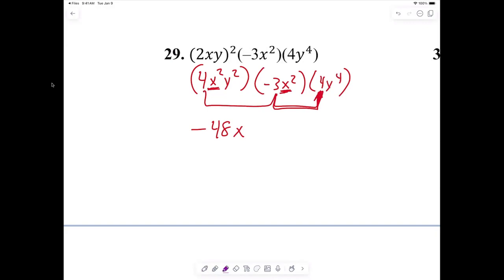Multiply numbers. You're still thinking about this. Multiply 4 times negative 3 times 4. That's negative 48. Now you look at the x's. What's x squared times x squared? And then multiply the y's. That's it.